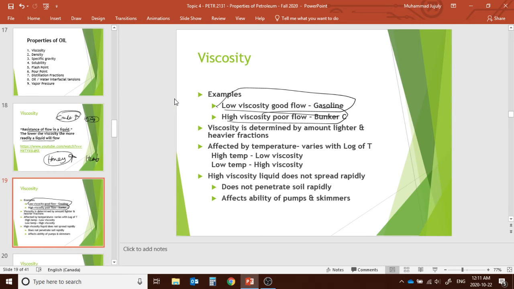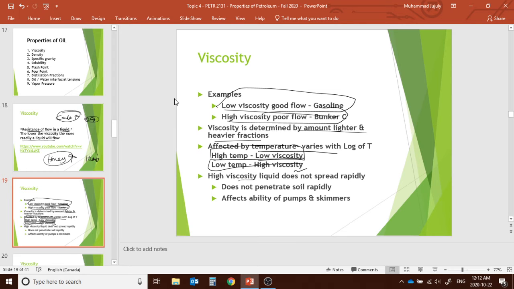Viscosity is determined by the amount of lighter and heavier fractions. The more lighter fraction you have, the lower the viscosity. The more heavier portion you have, the higher the viscosity, right? Now, viscosity is related to temperature. That means high temperature gives low viscosity. If you heat up the honey a little bit more, you will find it moves better. So this is lower viscosity, and in low temperature it becomes high viscosity.